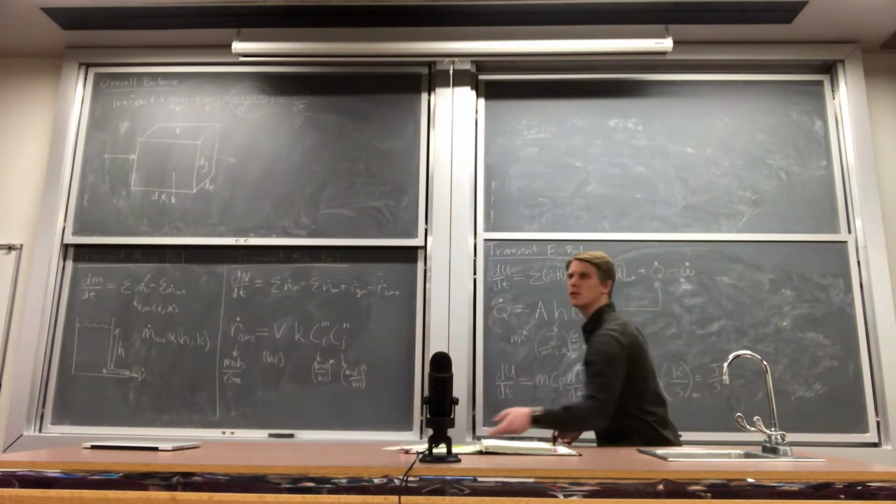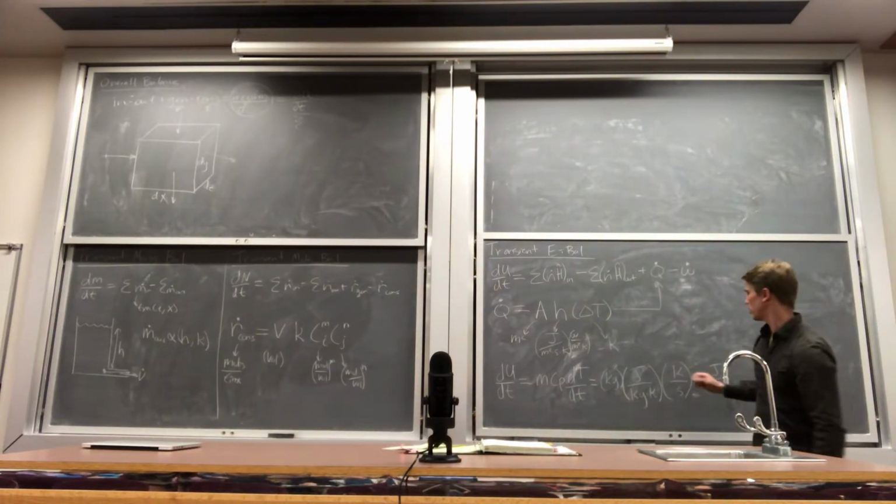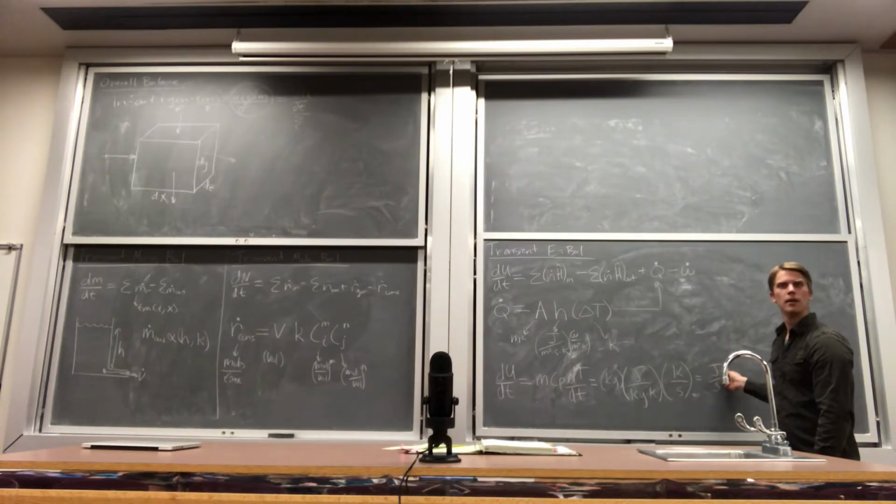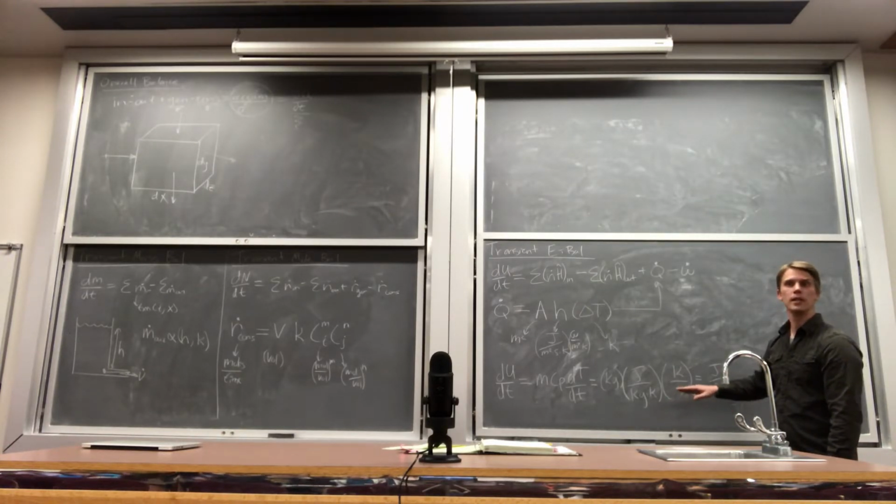What approximations or assumptions have I made in doing this process here? Constant c_p is the main one. But for the most part, this is the way that we'd be solving problems in a heat transfer class.